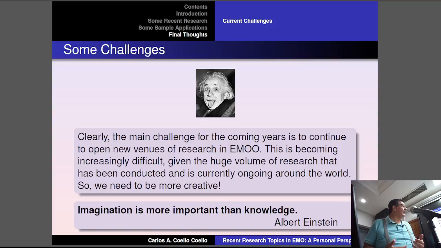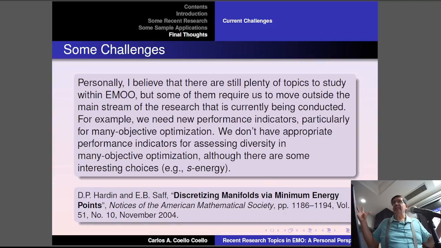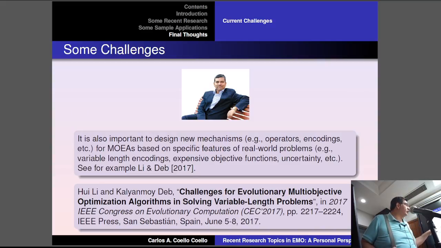So there are several topics worth exploring. For example, density estimators, or how to measure diversity in a very high dimensional space. This is actually a very interesting problem, not only for us, also geometrically it is an interesting topic. There are indicators like S-energy that have been used recently for this, but there is still plenty to do. Also, mechanisms and operators intended for a specific problem. For example, the one I mentioned with NASA had variable length encodings because the strings encoding the decision variables were not all of the same size. So when you have a problem like that, you need special operators. So we need to study these problems more in the future.